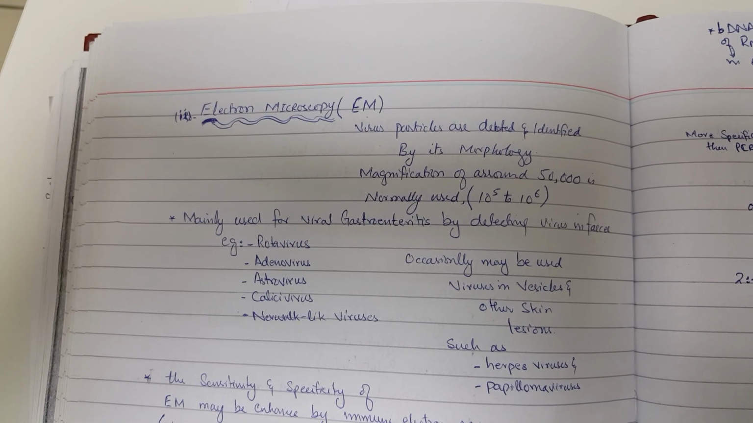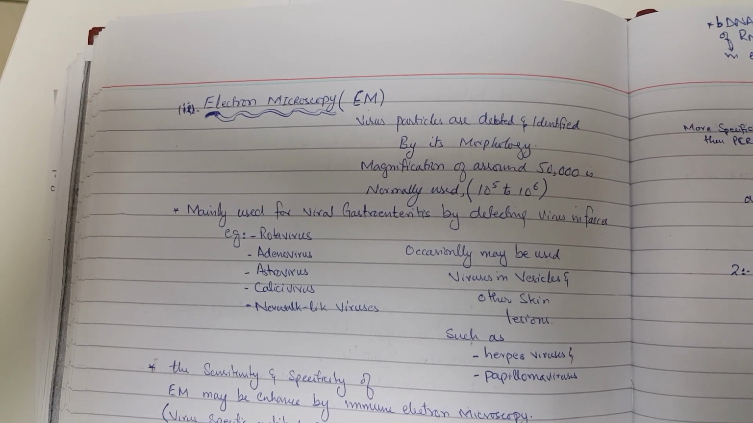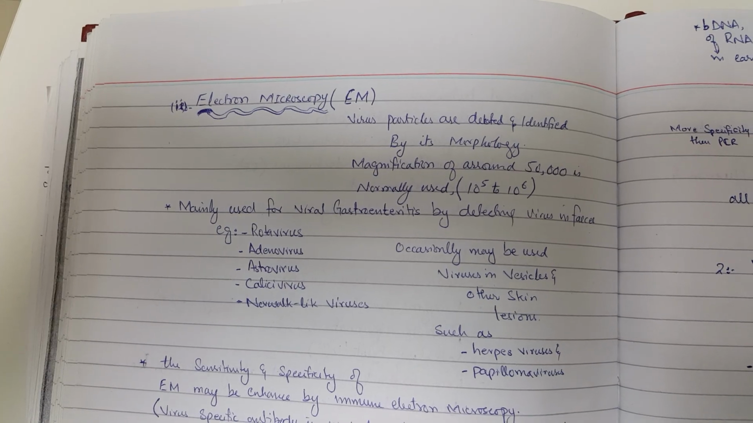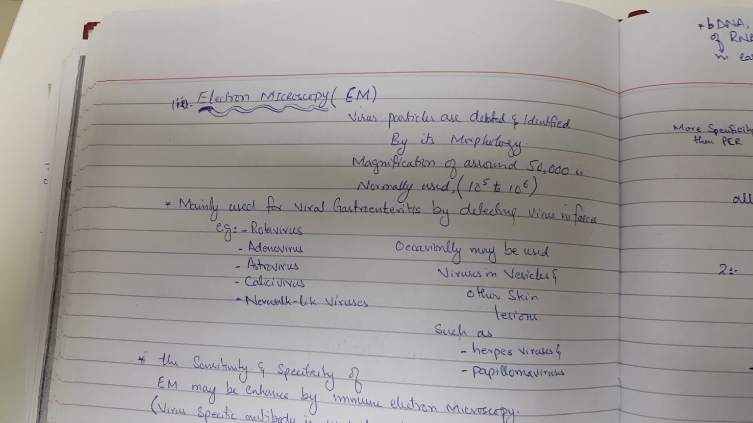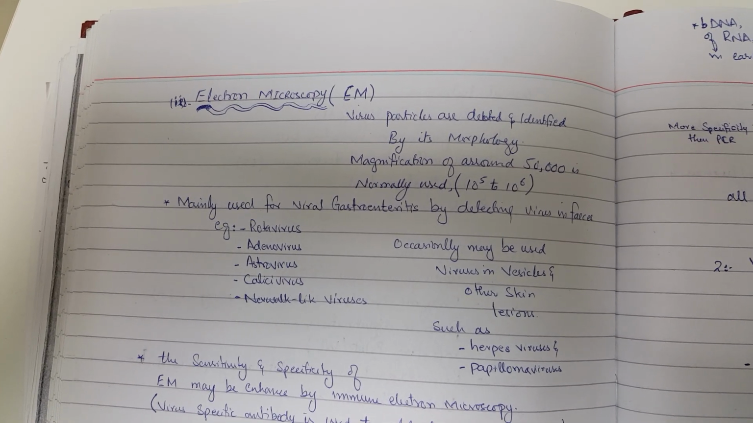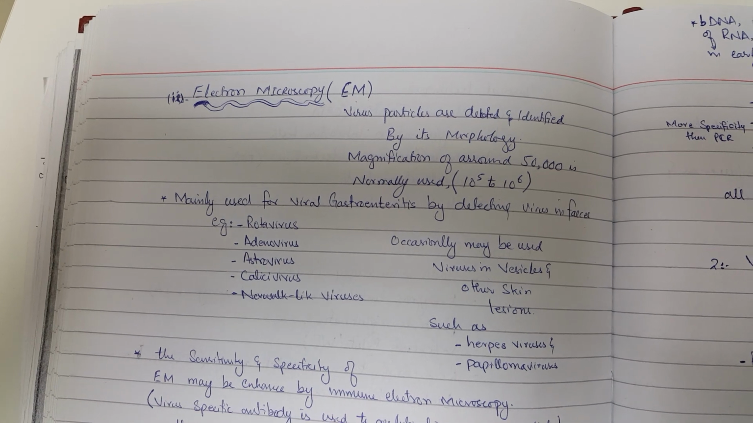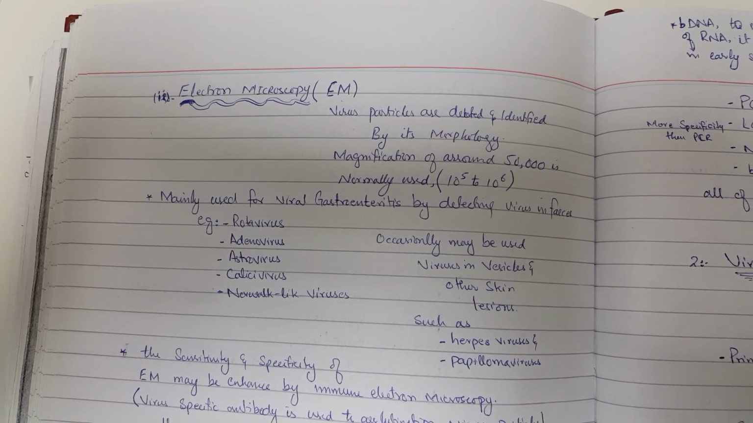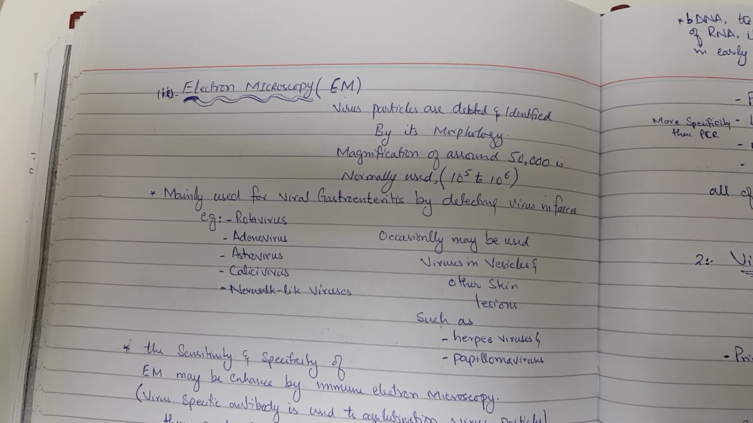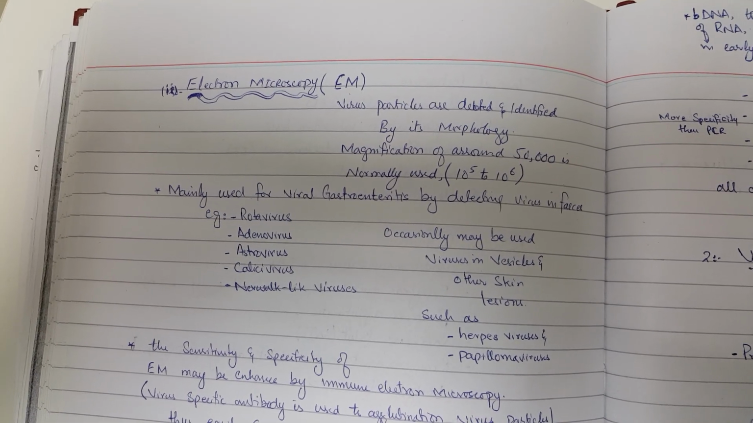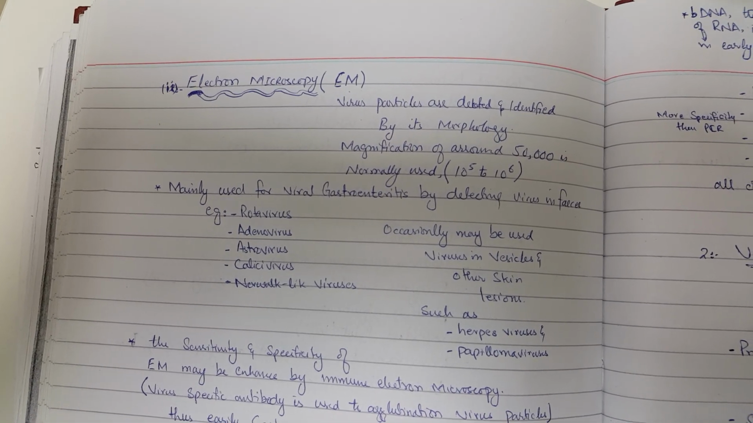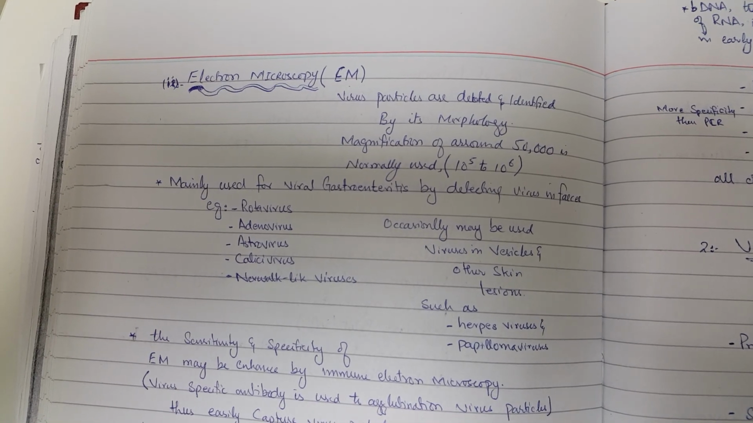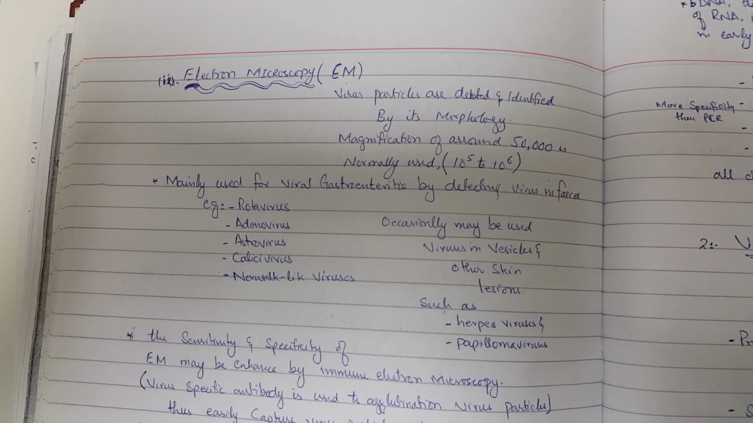In electron microscopy, virus particles are detected and identified by their morphology. The magnification power of electron microscopy is 50,000, and it is normally used at 10 to the power 5 and 10 to the power 6. It is mainly used for viral gastroenteritis by detecting the virus in the feces, like rotaviruses, adenoviruses, astroviruses, caliciviruses, and norovirus-like viruses. Occasionally it may be used for viruses in the vesicles and other skin lesions, such as herpes viruses and papilloma viruses.